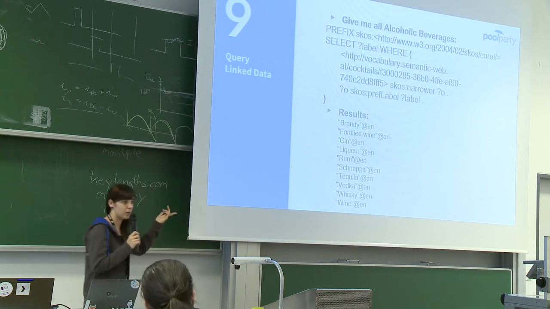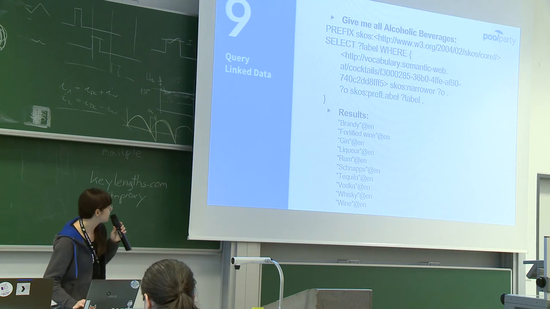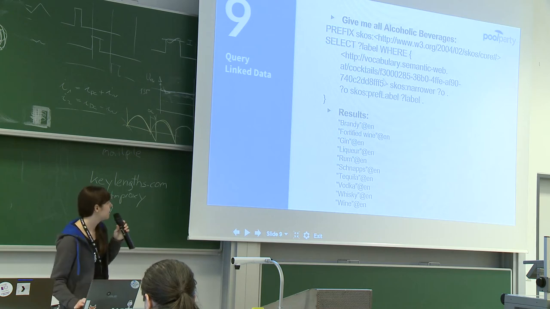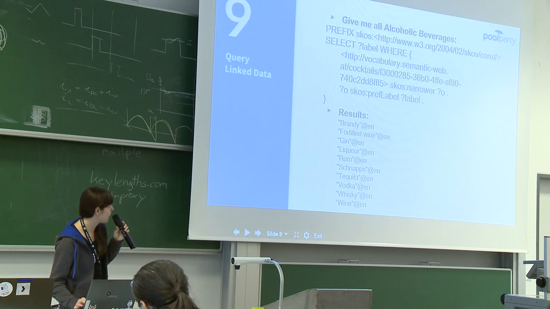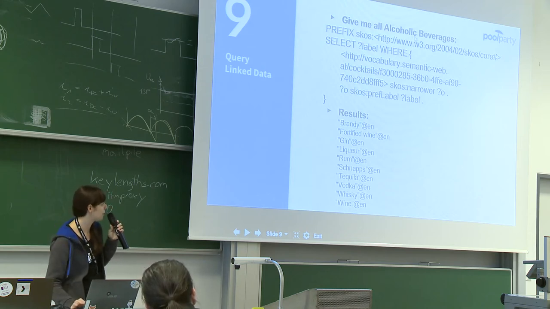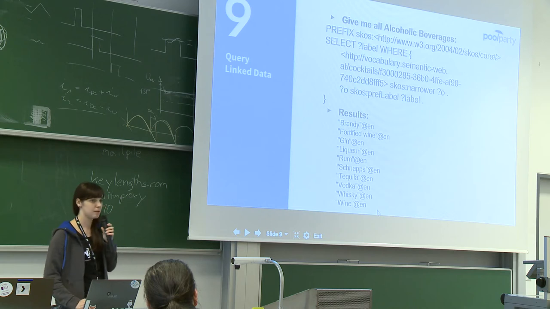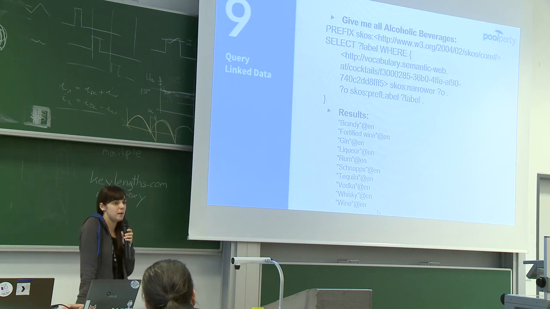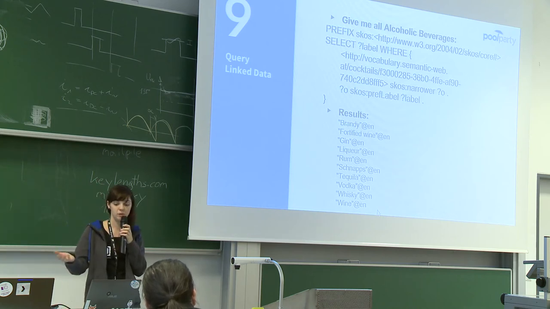It's a select query. This long URI here is the URI of the concept alcoholic beverage in my data. And then I simply ask it, hey, give me all the concepts, the objects, which are narrower, directly under alcoholic beverages. And I get this as results. And then I use them and I display them on my web application as being the main menu, basically.